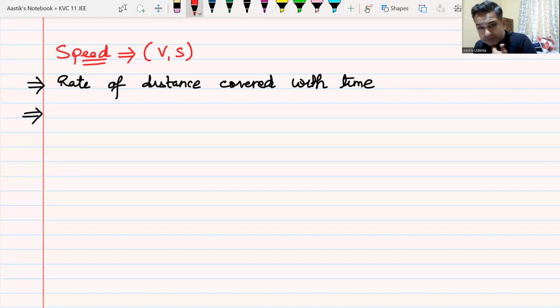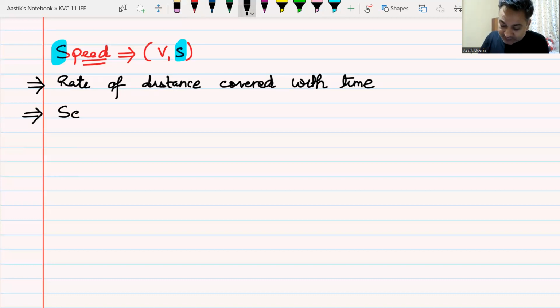When I say V, it reminds me of velocity. So I use S for speed. Is it okay to use S for speed? Yes or no? S standing for speed. What type of quantity is speed? Scalar, so it only has magnitude. Speed is a scalar quantity. What is the SI unit? Meter per second. And the dimension? LT minus 1. Will you remember this?